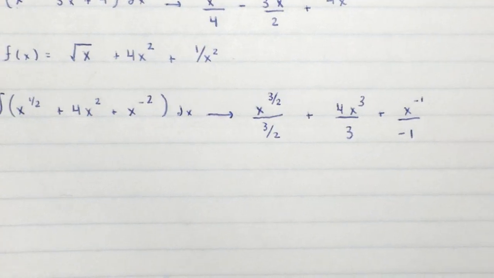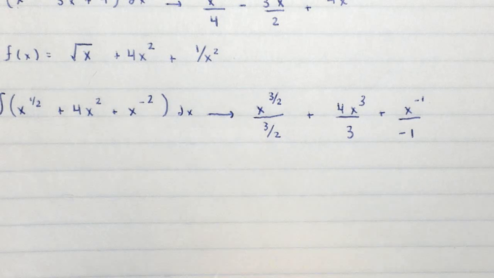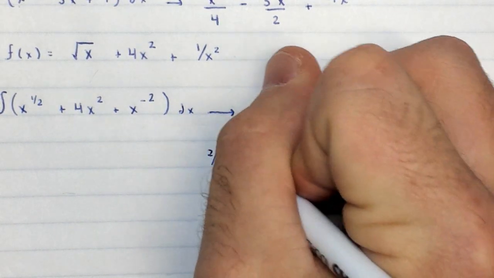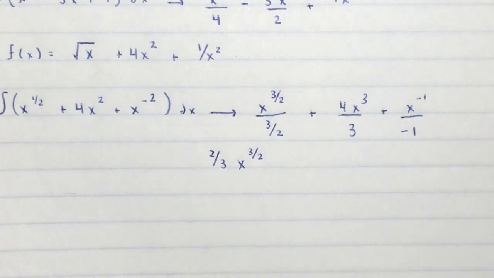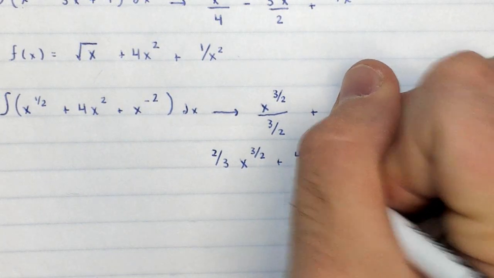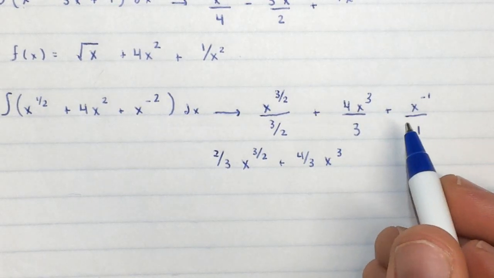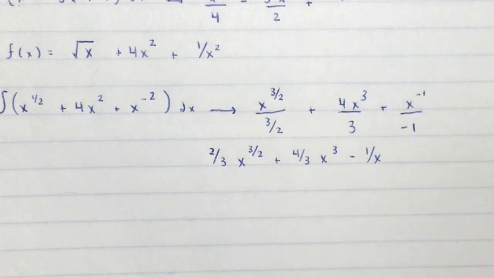Now, from here, I can simplify this, and I would actually like to. If I'm dividing by 3 over 2, what is that? So this is 2/3 x to the 3/2. In these cases, let's just leave them as exponents. I don't care if you rewrite them as the square roots and all that jazz. Let's just leave it as exponents. Plus 4/3 x cubed. This one I am going to rewrite. X to the -1 is what? 1 over x. So minus 1 over x.